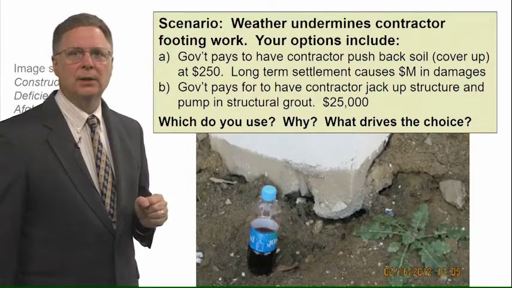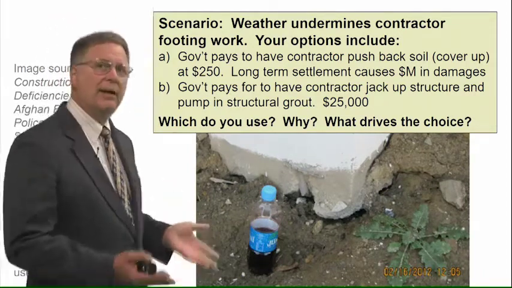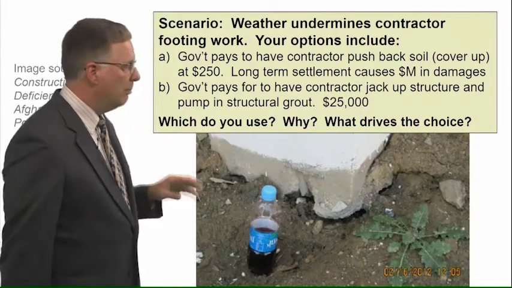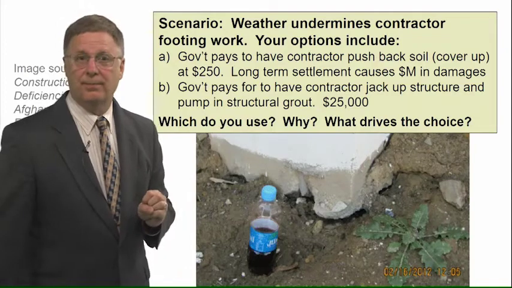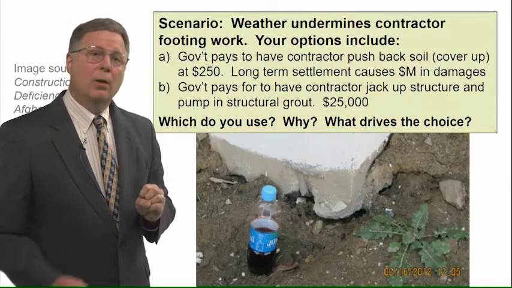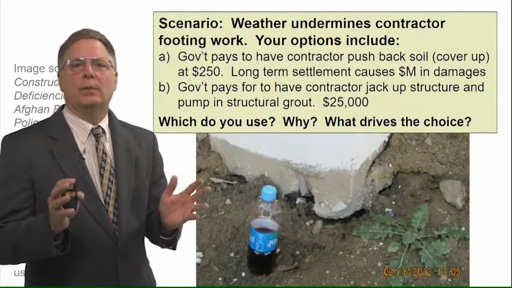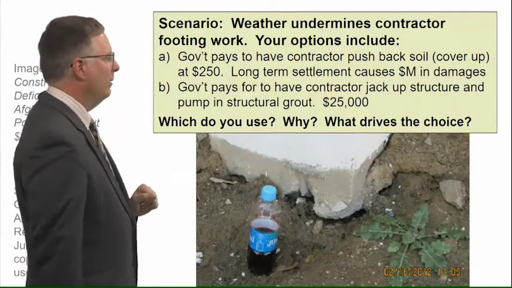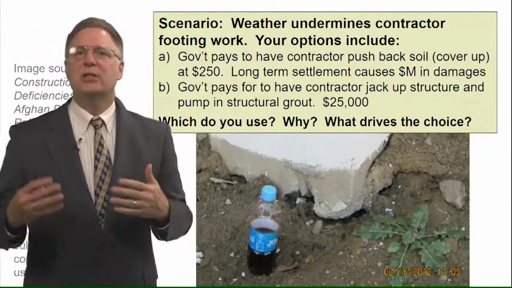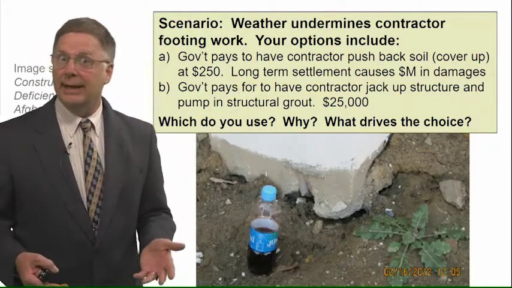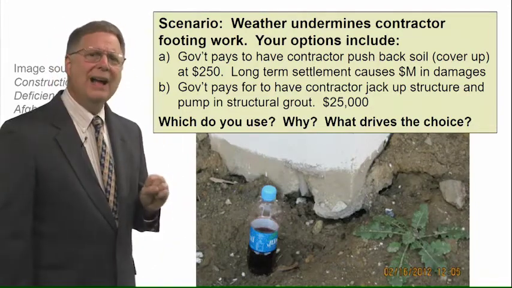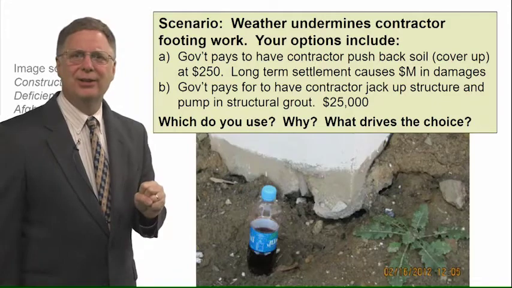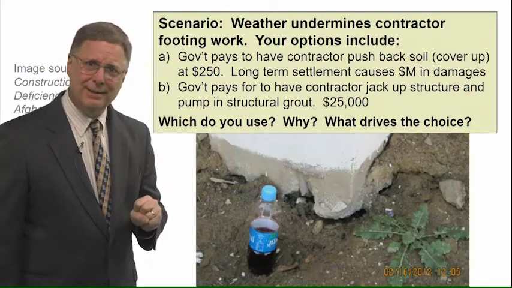Or you could have the contractor come out and jack up the structure, pump in some structural grout. That might cost you, let's say, $25,000. All right, what's the right thing to do? And most of you are saying, well, obviously, the right thing to do is to build the building right up front. That's the right thing to do. But the question is, why would you be pushed to do something different?